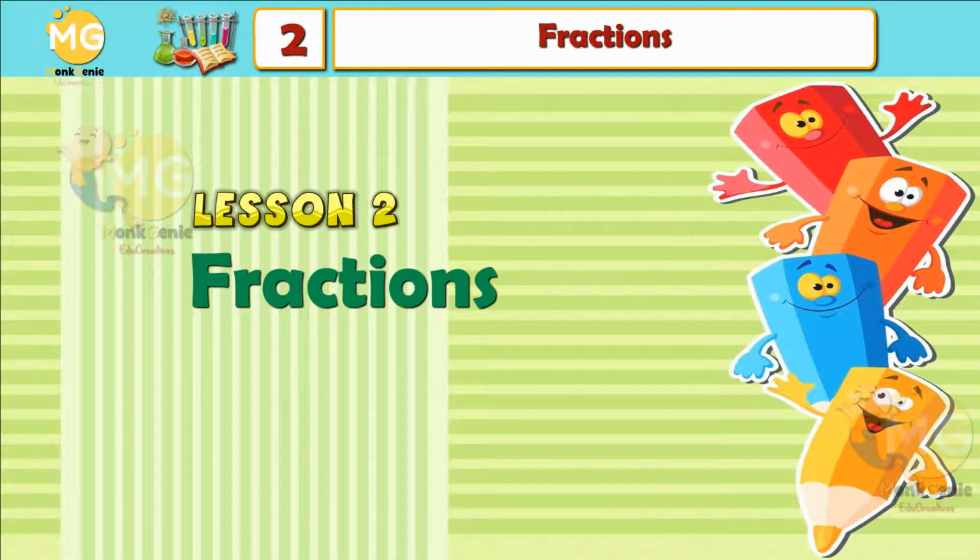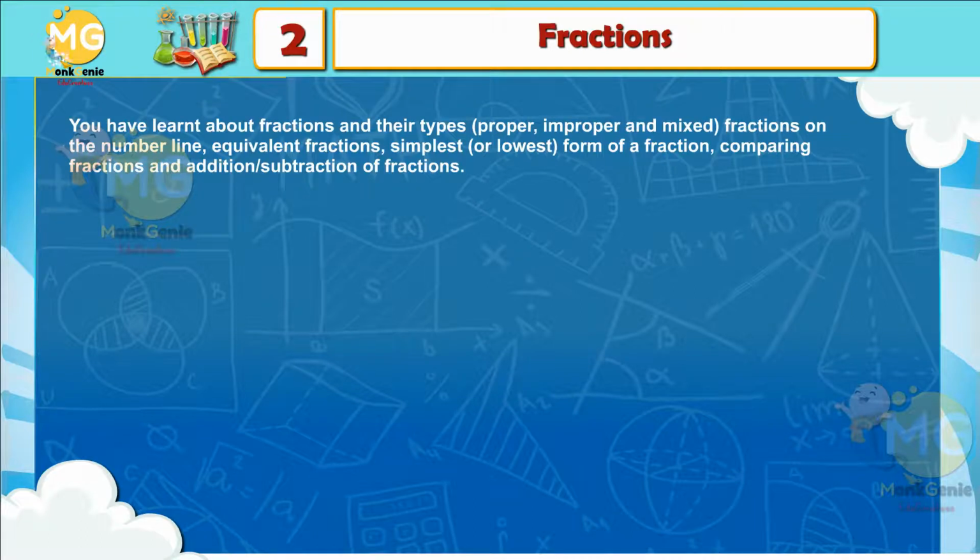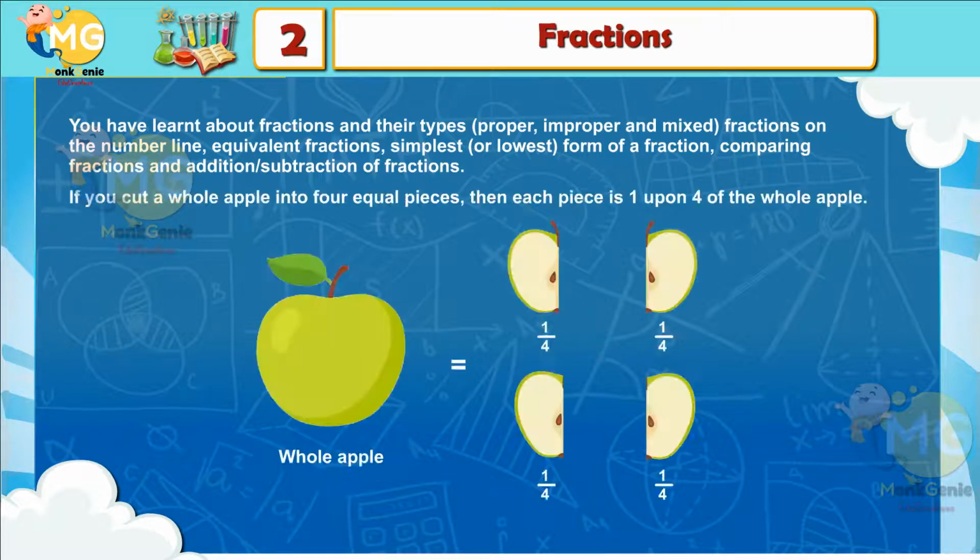Lesson 2. Fractions. You have learnt about fractions and their types: proper, improper and mixed. Fractions on the number line, equivalent fractions, simplest or lowest form of a fraction, comparing fractions, and addition and subtraction of fractions. If you cut a whole apple into 4 equal pieces, then each piece is 1/4 of the whole apple.